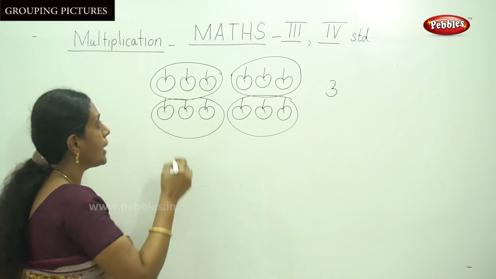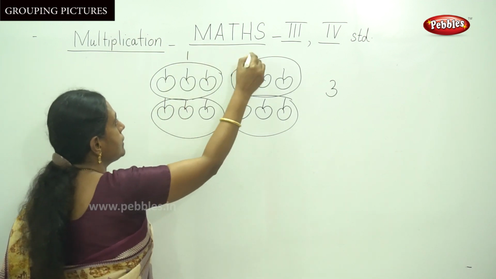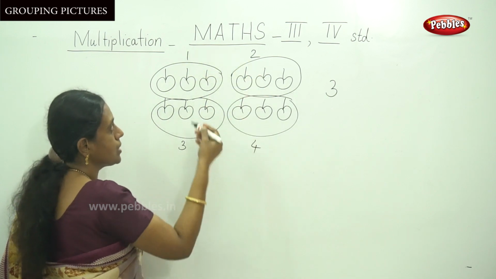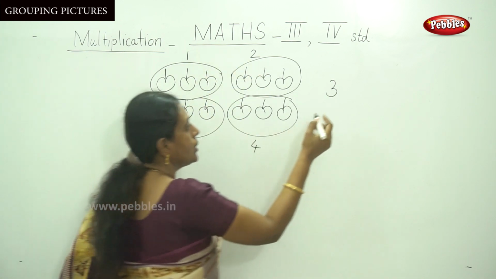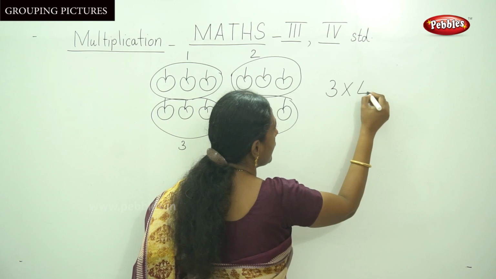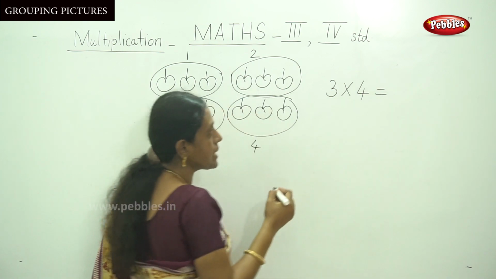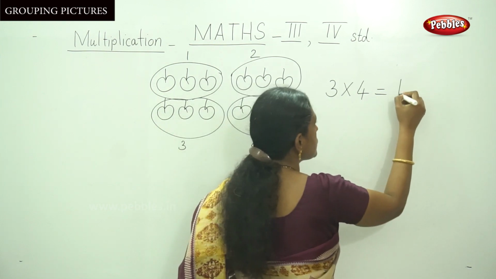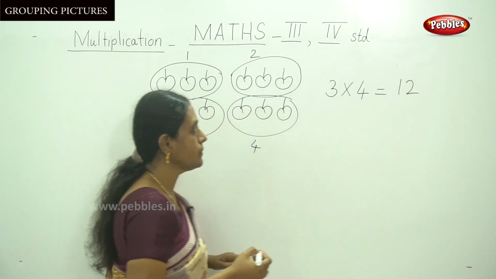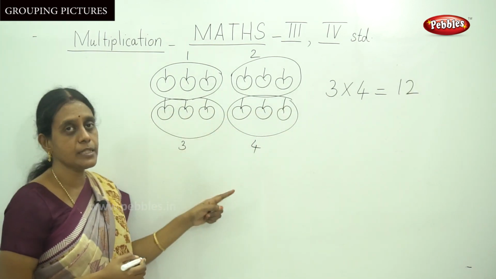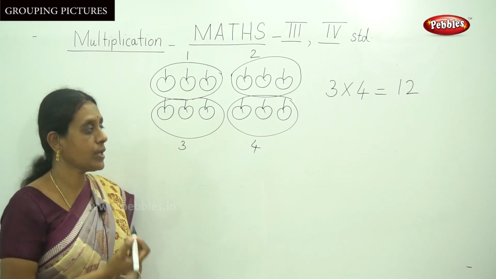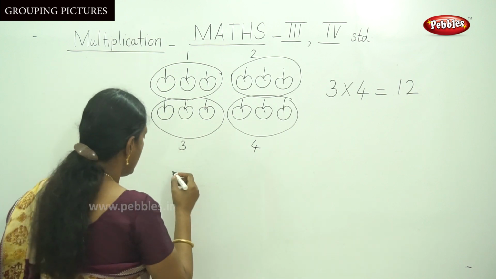And now calculate how many groups, that is how many bunches. It is 1, 2, 3, 4. So put the multiplication sign here, and for the answer you have to say the 3 table up to 4. That is 3 4s are 12. So this is another method to understand the multiplication sum. Okay, let me do one more example.